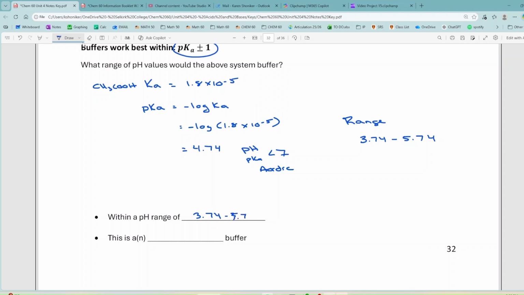That's what happens when I just make the notes. I forget what spaces I've put in here. And we would call this an acidic buffer.